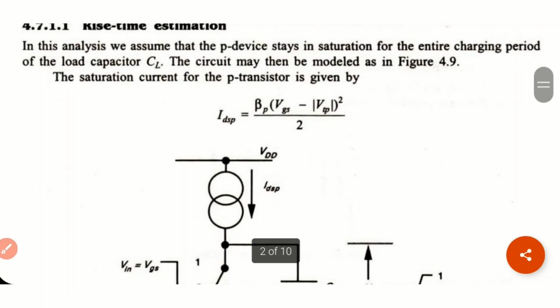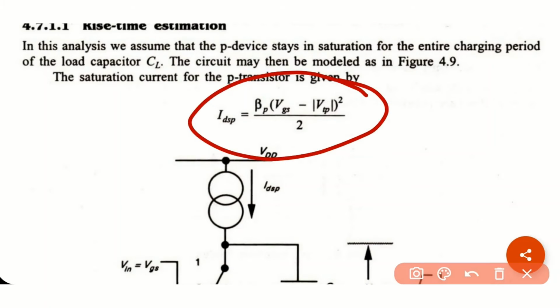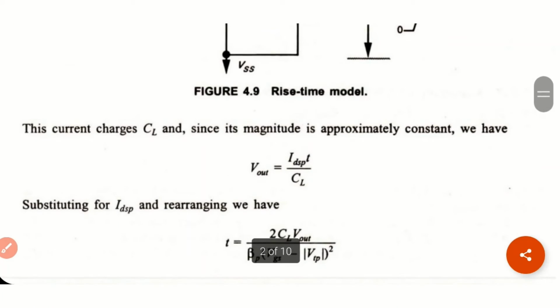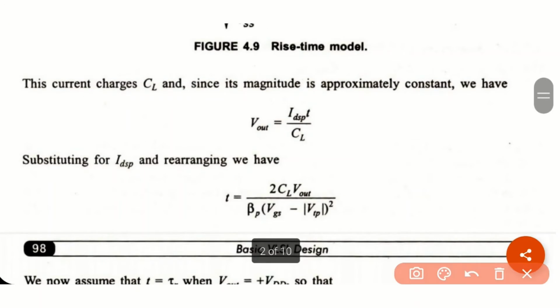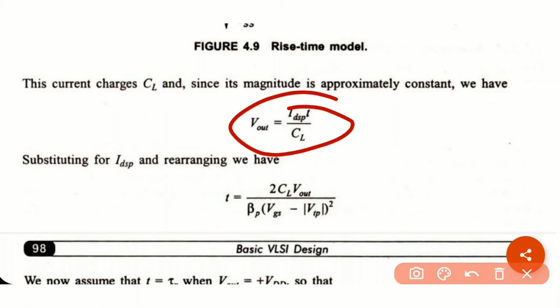The saturation current for the P transistor will be given by this equation. This is the same equation we derived previously when we did the relationship between IDS and VDS. So this is the saturation current for the P transistor, and this is your equation number 1. Another equation is for V out. V out is IDSP into T divided by CL. So this is the second equation.